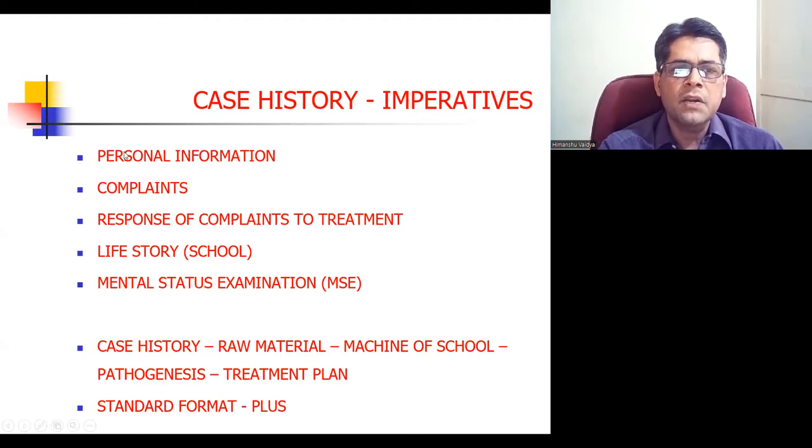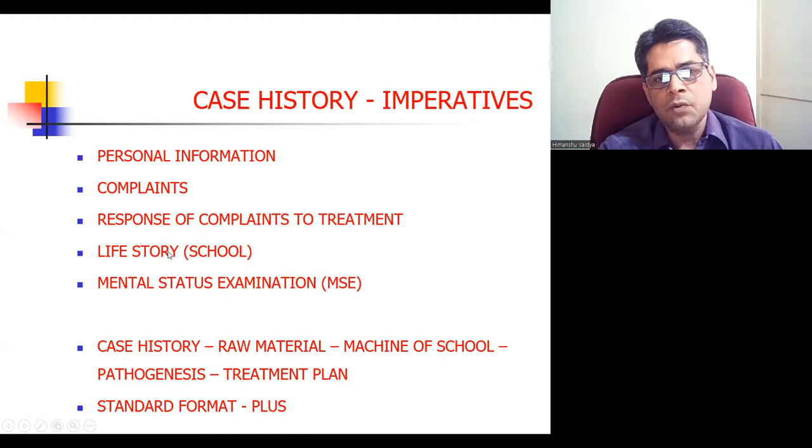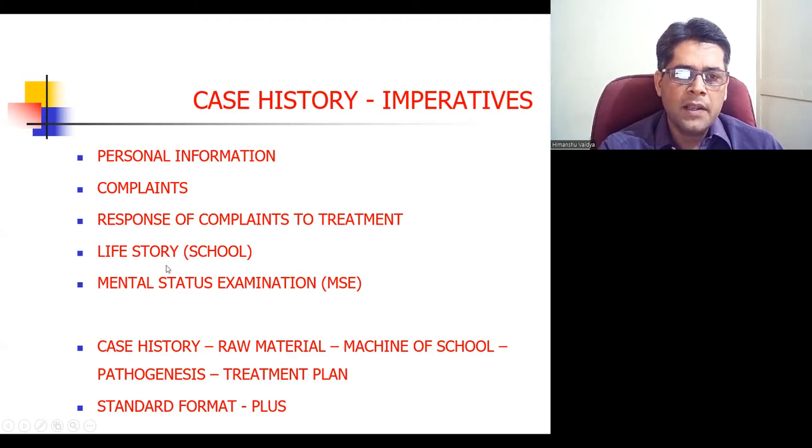The case history must have personal information as the first part, complaints, second part, response of complaints to various treatment given to the patient, third part, life story of the patient, fourth part, and mental status examination, fifth part. The way you take the life story differs from one psychoanalytic school to another. But these 5 parts are inseparable parts of case history. They constitute the structure of any case history, and this is true for 75% of people who take case history. In the other 25%, they may not go for mental status examination, which they believe is strictly of use to psychiatrists, not to psychoanalysts.